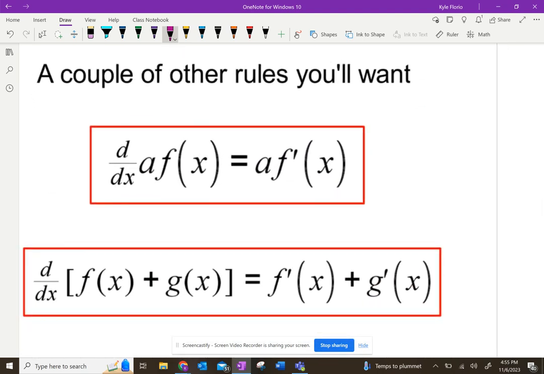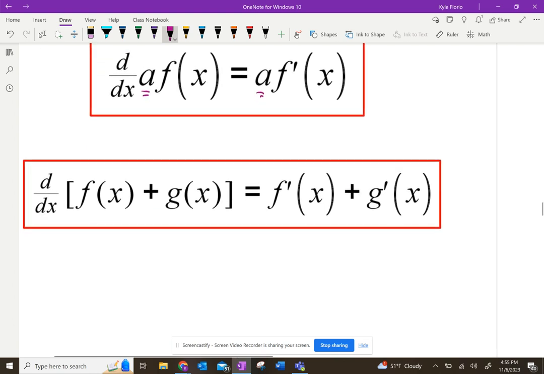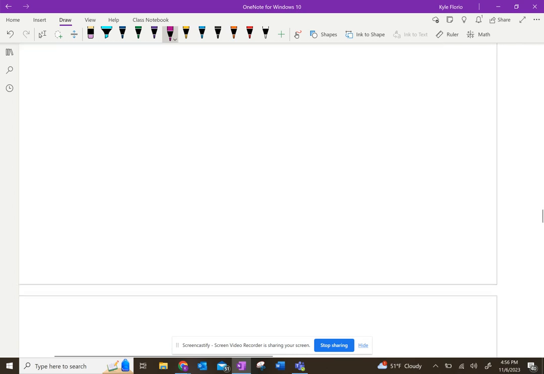A couple quick rules. Nothing here is going to be relevant until later on, but the idea is that I'm taking the derivative of a function and it's being multiplied by some factor. You can just take the derivative of the function and multiply the derivative by that same factor. And if I'm taking the derivative of a sum of functions, that's the same thing as taking the sum of the derivatives. That was also true for limits.